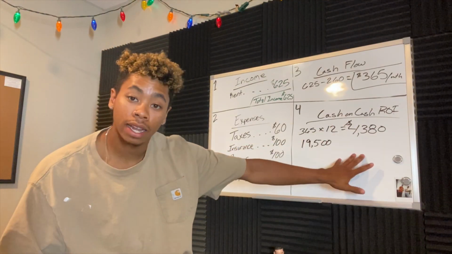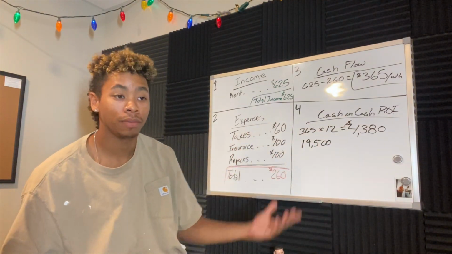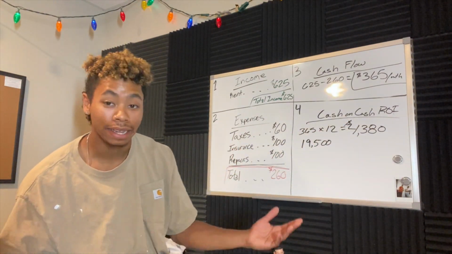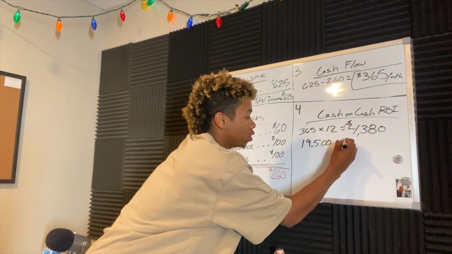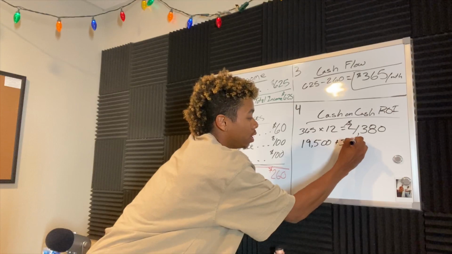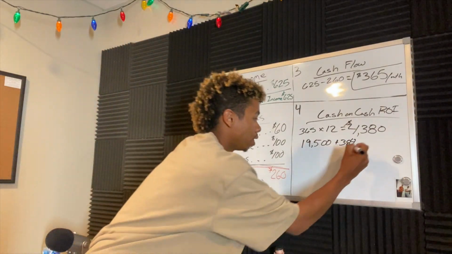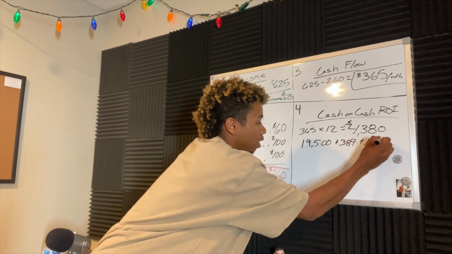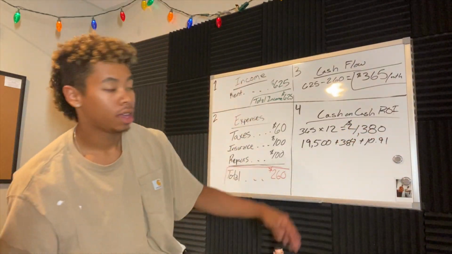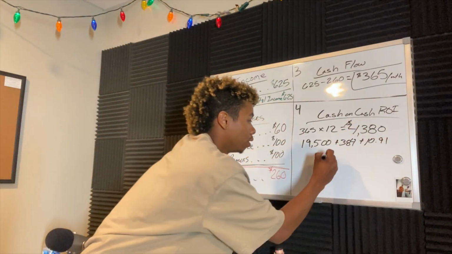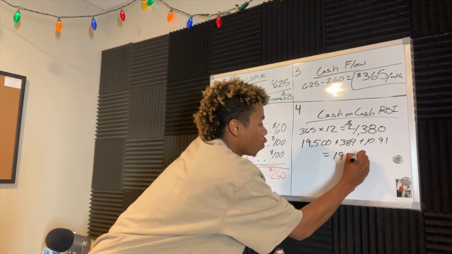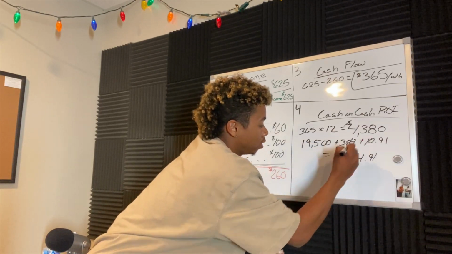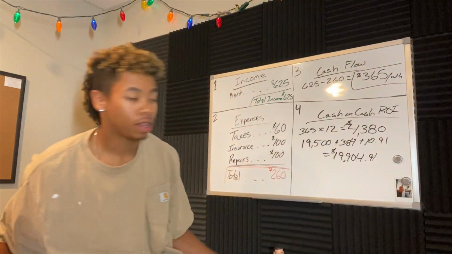And then I had to pay closing costs and I had to pay taxes for 10 days. So what is that? I think it was $384 in closing costs, and then $10.91 in taxes. Yeah. And that gave us a total of $19,904 and 91 cents that I have invested in this deal.